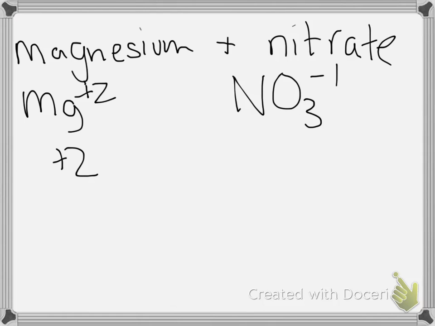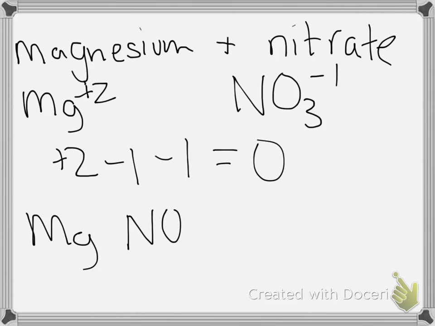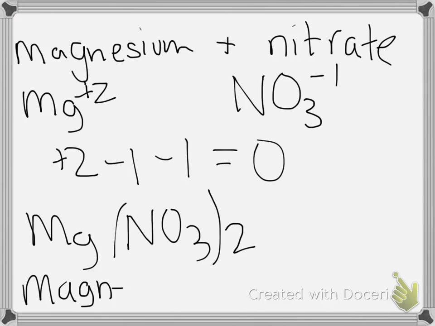So we've got plus 2. We've got a minus 1. We're trying to get to 0, so I'm going to subtract another 1, and that equals 0. So I've got Mg, and then I've got NO3, but I need 2 of these. And if I just write a 2 up after that, it looks like NO32. That's not right. We want to put it in parentheses and use the distributive properties there, so it's now 2 times NO3 and 1 magnesium. And so our name becomes magnesium nitrate.